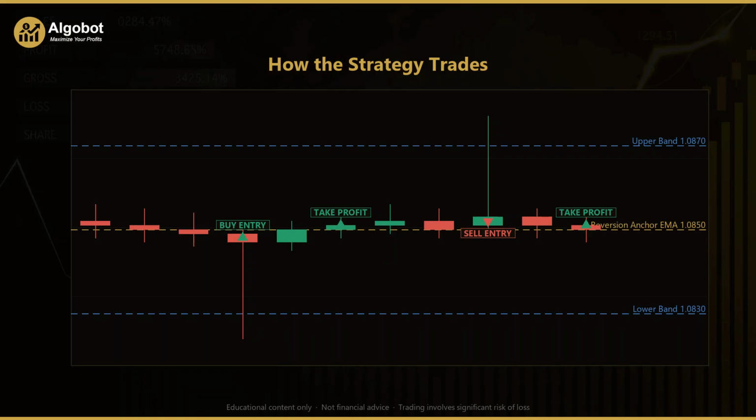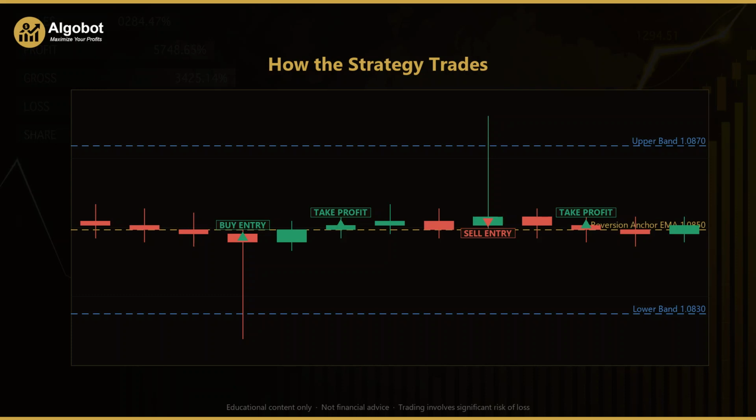Then comes candle 9, the mirror image. Price pushes sharply higher, and the candle's high pierces above the upper band at 1.0870. But again, it can't hold. Price is rejected, and the bar closes back below the upper band, leaving a long upper tail. The bar before it was inside the band, so this too is a fresh single bar spike.